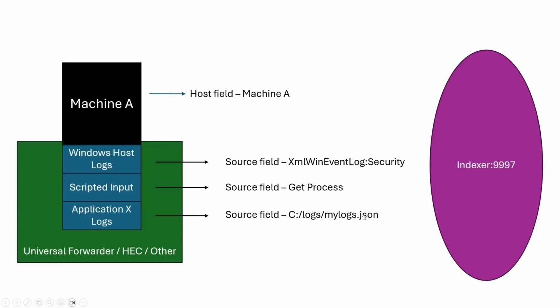And so this can also be useful when you're doing searches. Knowing the source will tell you exactly where to go if I need to go back to the source of truth. Where were these logs? I want to look at them. I now know where I'm getting them. Okay, it's on machine A because I saw it in the host field, and I know where to go look for it because I look at the source.